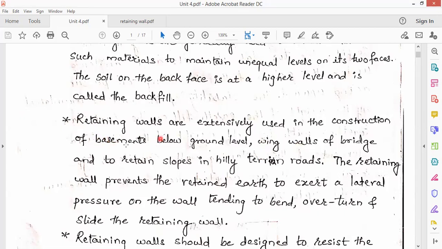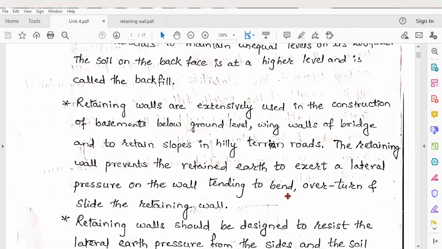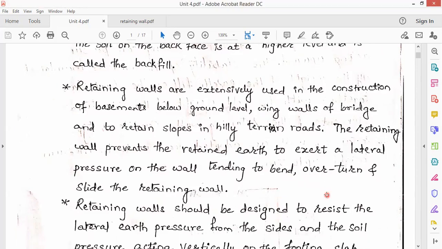They are required in the construction of basements below the ground level, and as wing walls of a bridge. At bridges they are required, and to retain the slopes in hilly terrain roads, as well as in railways. We require these retaining walls to retain the material behind this vertical element. The retaining walls prevent the retained earth from exerting a lateral pressure on the wall, tending to bend, overturn, and slide the retaining wall.